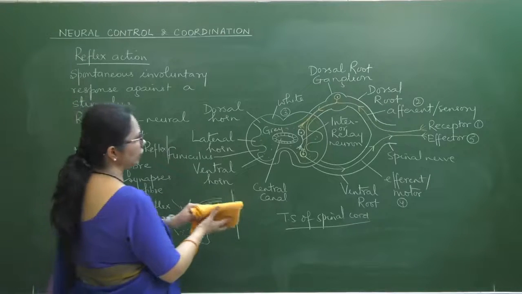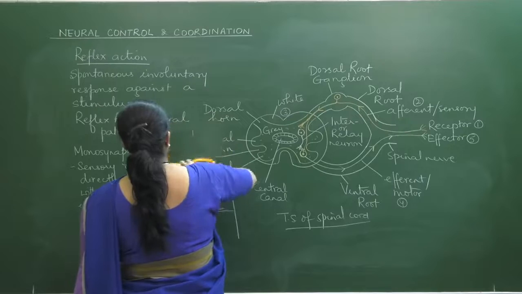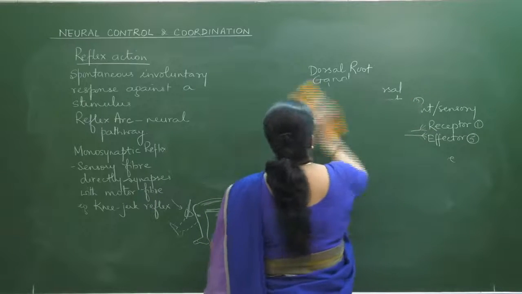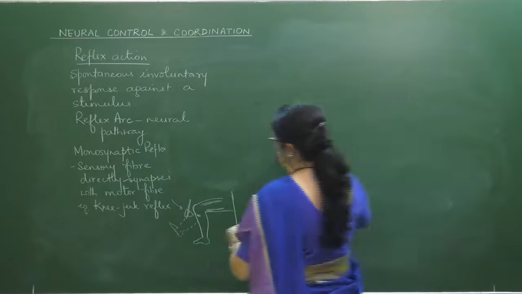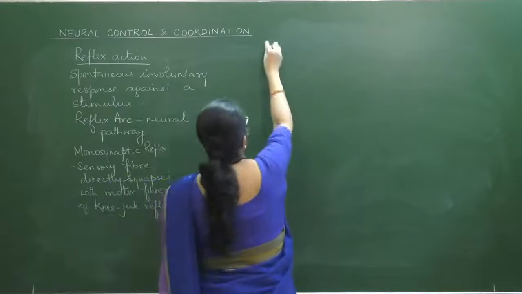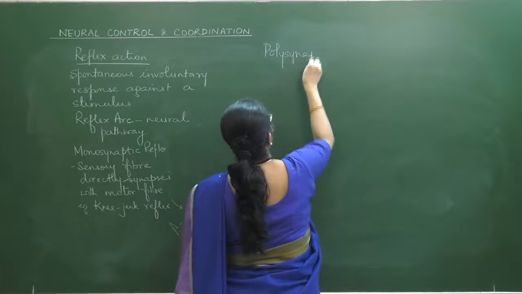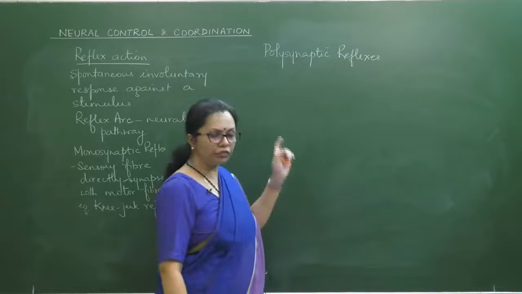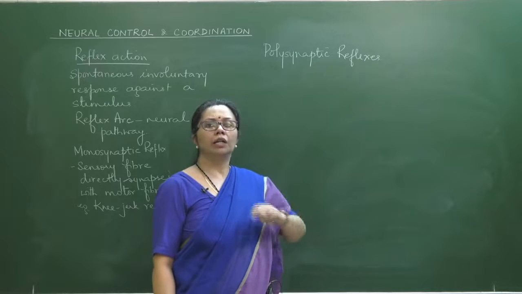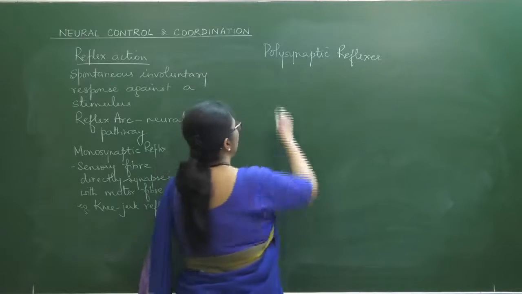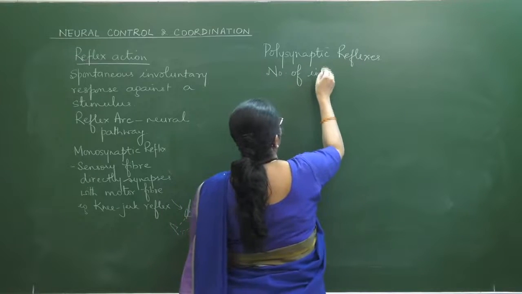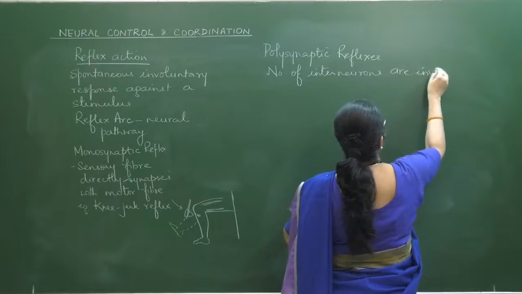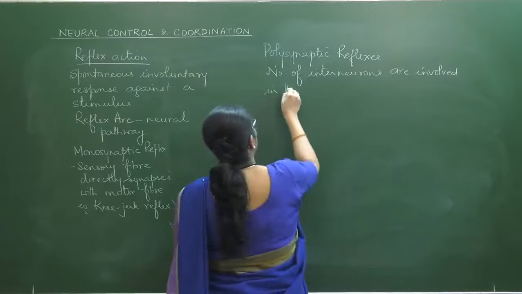I think I can remove this diagram. So next one, polysynaptic reflexes, and these are more common. More of the reflexes are of this variety, polysynaptic reflex. So in this case, a number of interneurons are involved in the reflex arc.